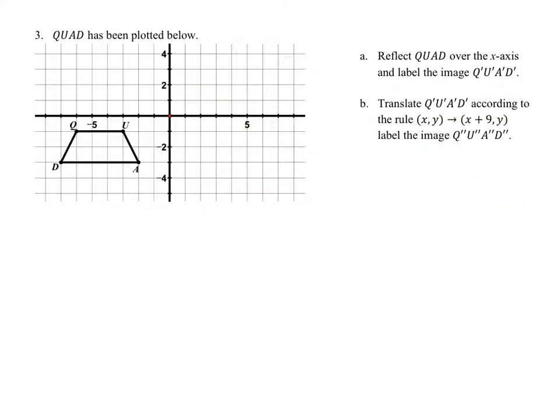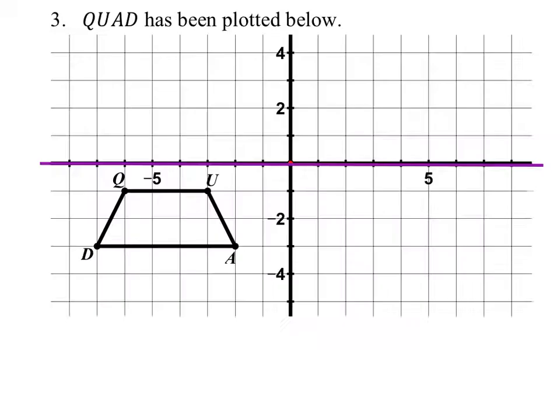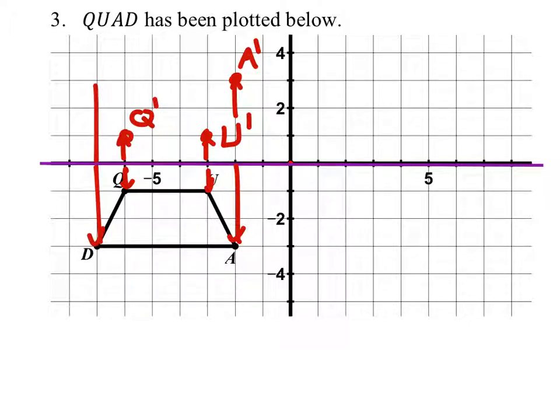Reflect quad over the x-axis and label the image quad prime. So let's identify where the x-axis is first. That's this one right here in purple. So we're going to make a reflection first over that line. U is down 1, so U prime will be up 1. A is down 3, so we're going to go up 3 to A prime. Q is down 1, so Q prime will be up 1. And D is down 3, so D prime will be up 3.